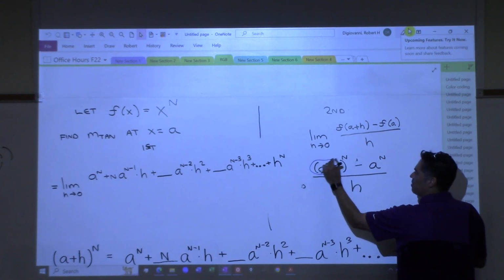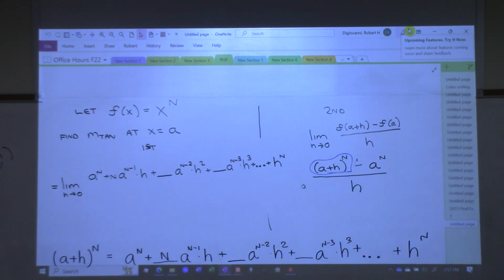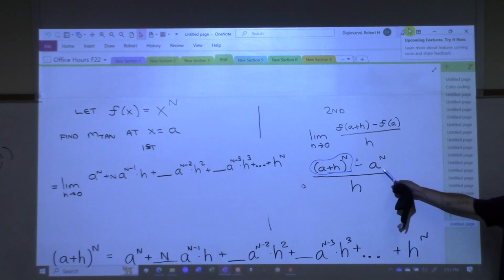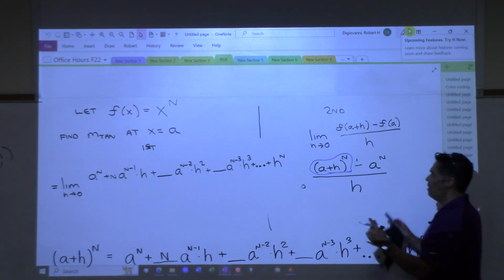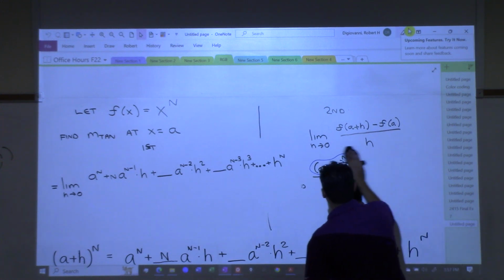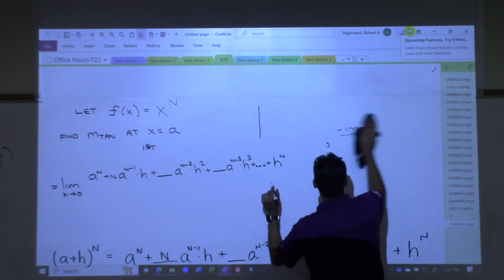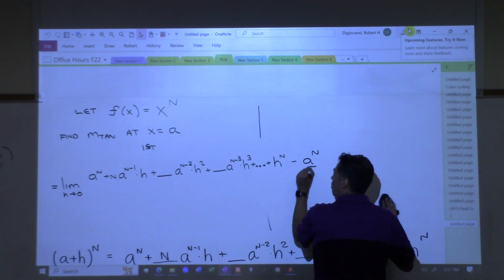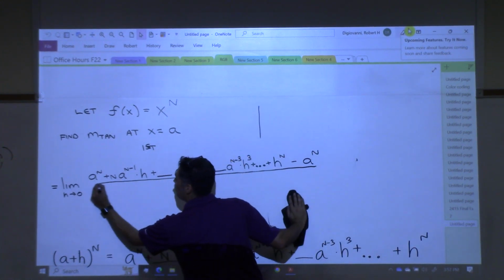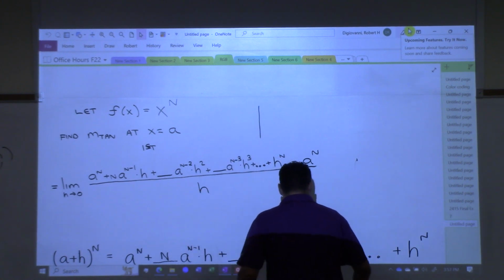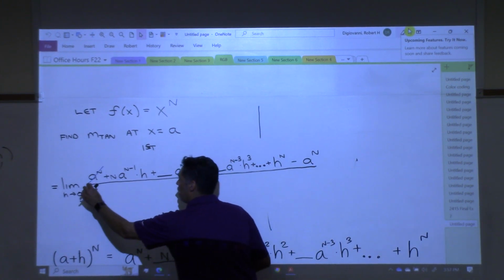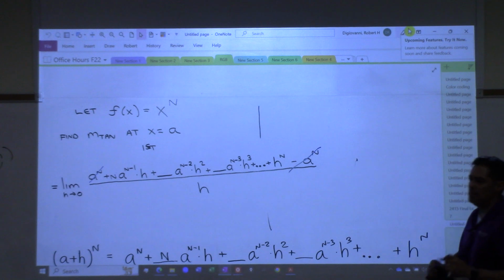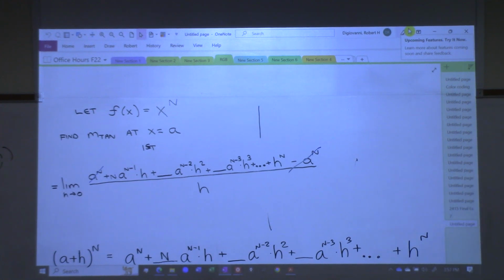That's just this, isn't it? That's just that. What do I still have to do? Subtract a to the n, right? I still have to subtract a to the n. If I subtract a to the n, and then put all of this over h, this very nice thing happens. I heard y'all say it. The a to the n's go away, right?